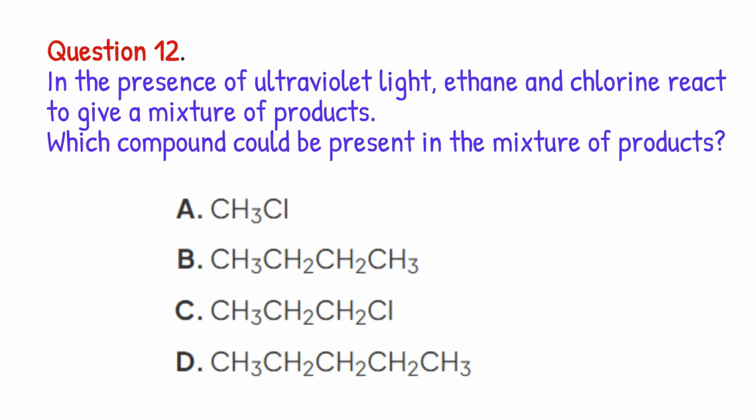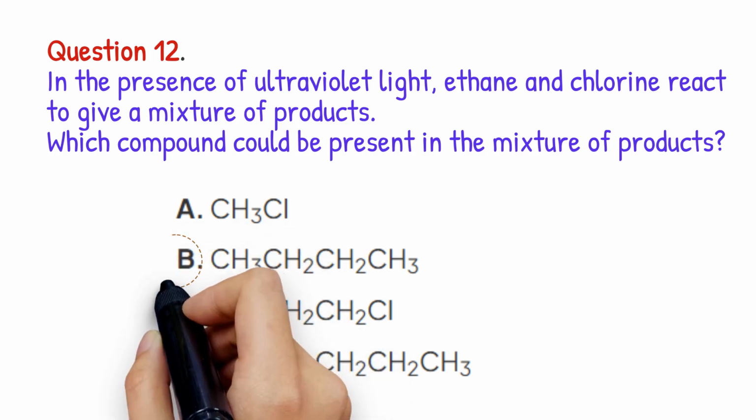Question 12. In the presence of ultraviolet light, ethane and chlorine react to give a mixture of products. Which compound could be present in the mixture of products? The correct answer is B.